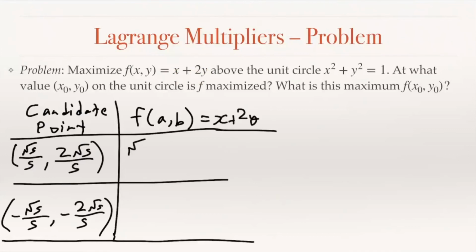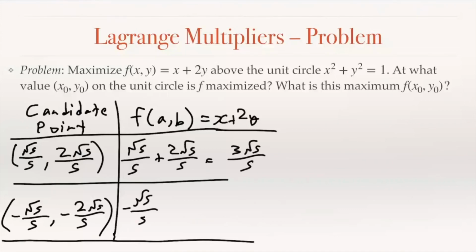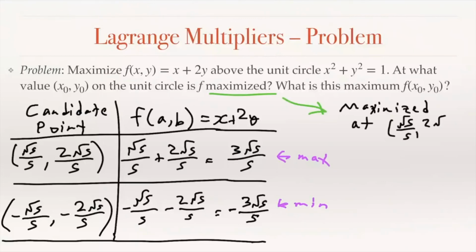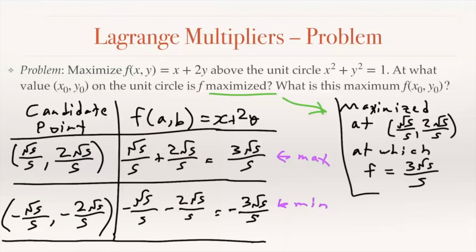Okay, so at this first candidate point, we get 3 root 5 over 5, and over here, we get negative 3 root 5 over 5. So we therefore have found our maximum and minimum. The problem was asking where is it maximized, and we would say that it is maximized subject to this constraint at the point root 5 over 5 comma 2 root 5 over 5, at which point f achieves a value of 3 root 5 over 5 is its maximum value along that constraint.